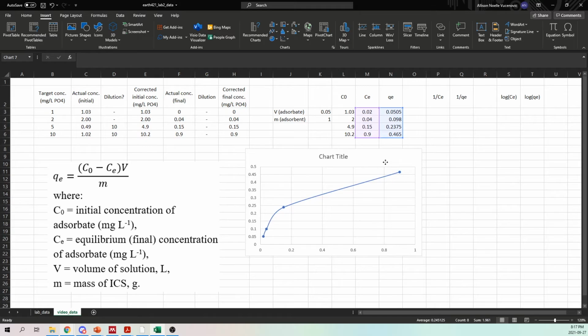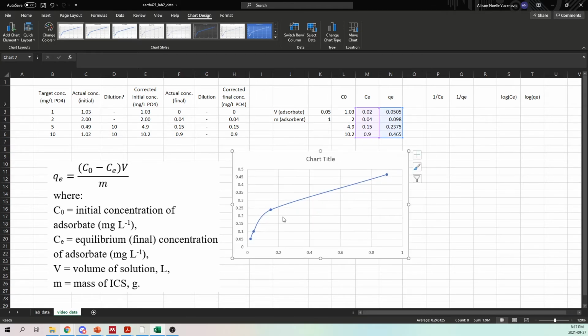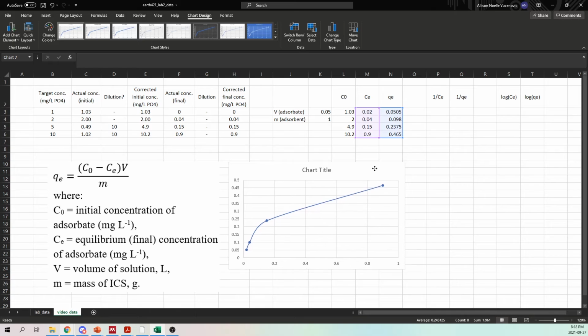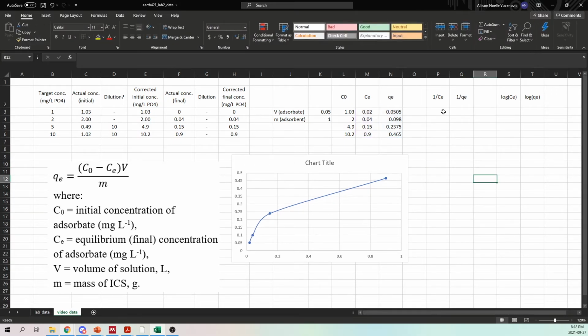And here is our adsorption isotherm. So if we did increase our initial concentrations, this would likely just plateau eventually. You'll see that in the assignment data that you get. But for now, it would still be increasing, which means the sand still had room to adsorb more phosphate onto it. So this is what you're building for your adsorption isotherm. Just make sure to label your axes as QE and CE on the bottom, give it a nice title. And now we can move on to Langmuir.